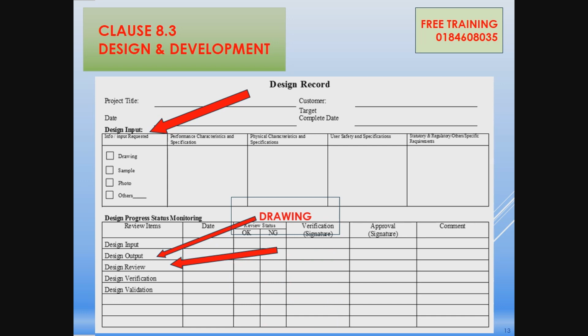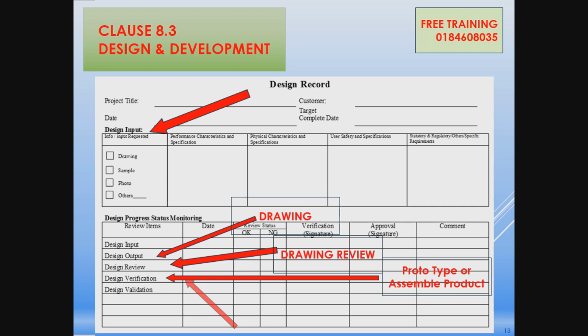Then you have the design review, where you approve the drawing, the drawing review approval. And you have the design verification, where you make a prototype, then assemble your product using the prototype or a sample. Then validation, where you validate with the final test report provided either internally or by the customer. Some provide a commissioning test report and the whole product manual.